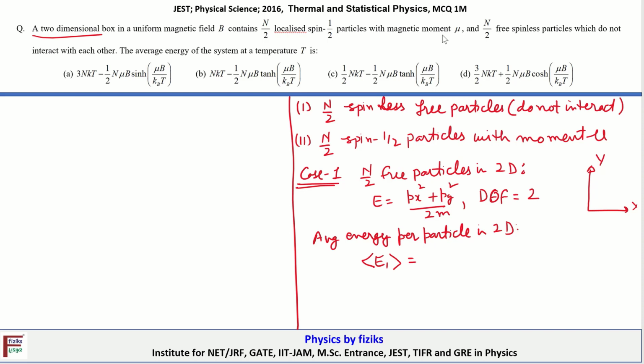Okay, and that is equal to the degrees of freedom 2 and then the average contribution from 1 degree of freedom, which is half kBT. This is from the equipartition theorem. So that means the average contribution per particle is kBT.